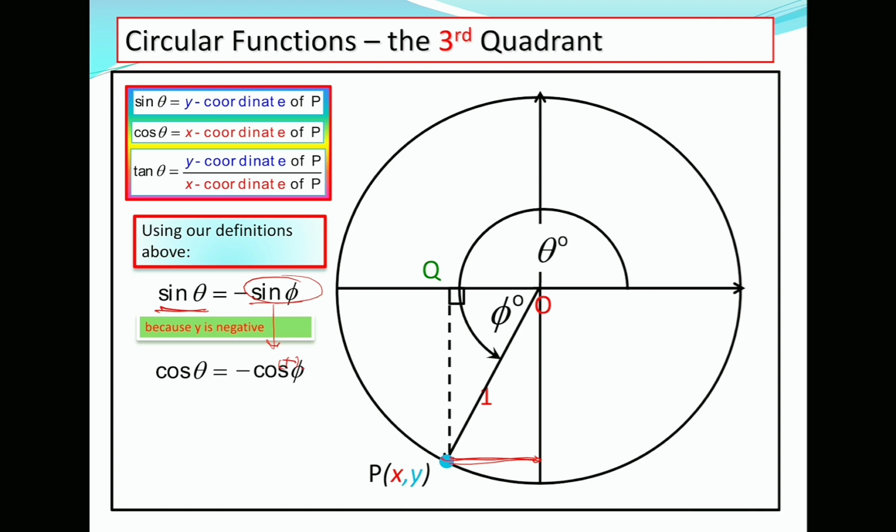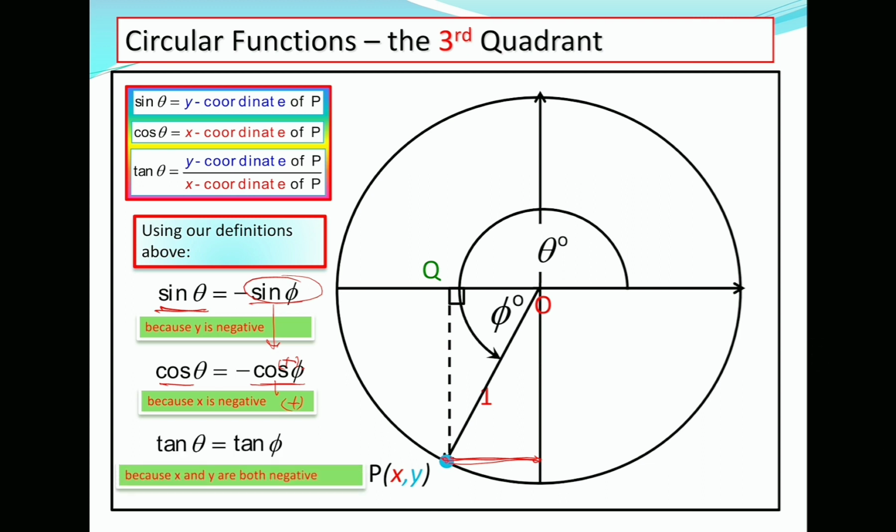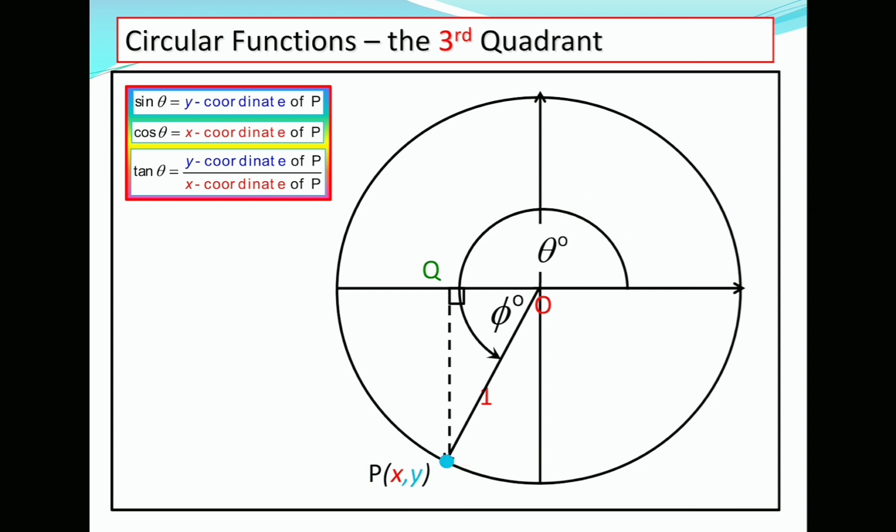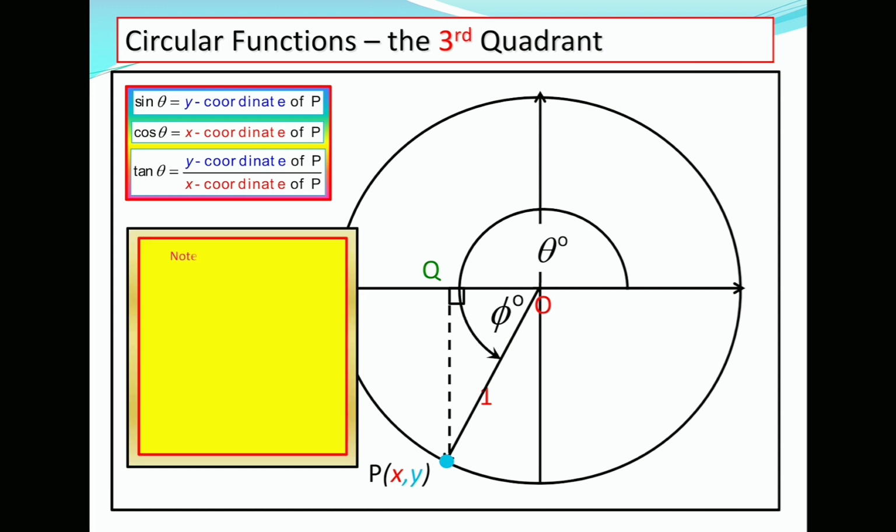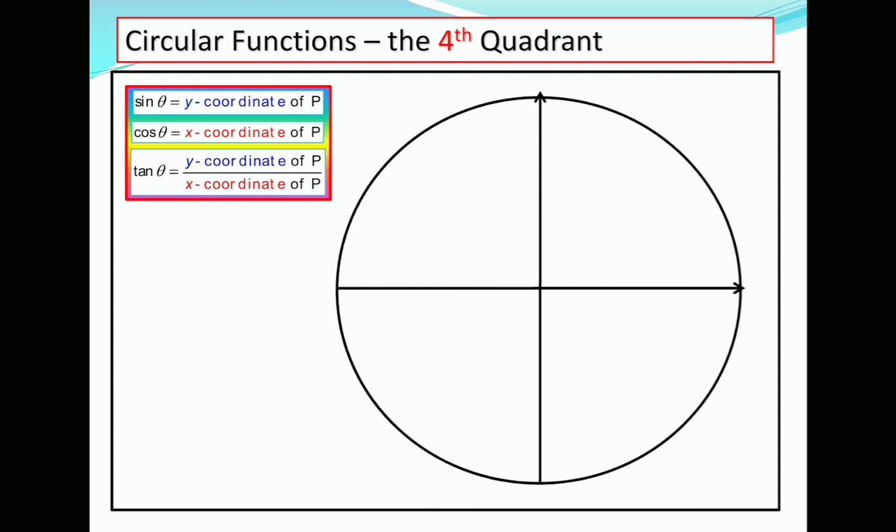Cos theta equals minus cos phi. See, the x coordinate is negative, but the value of cos phi is positive as phi is acute. Similarly, sin upon cos, if I find, minus minus cancels out and it is tan phi. Tan theta equals tan phi. So tan theta is positive in the third quadrant. So the conclusion for the third quadrant is sin is negative, cos is negative, and tan is positive.